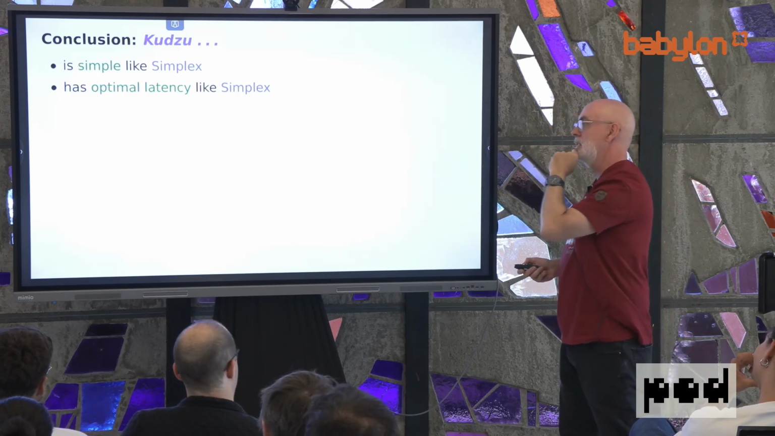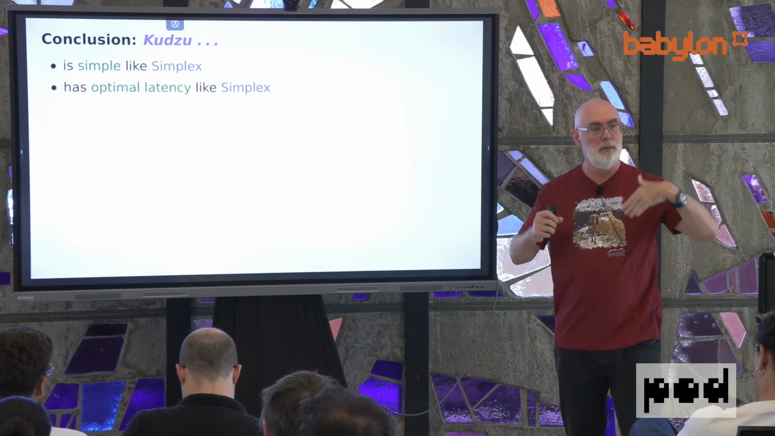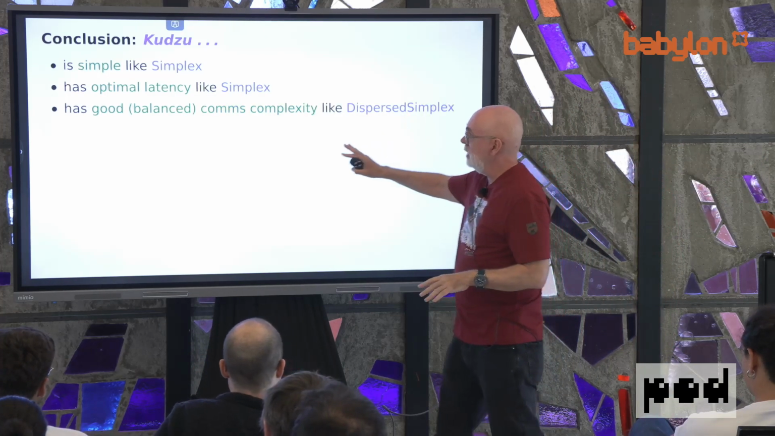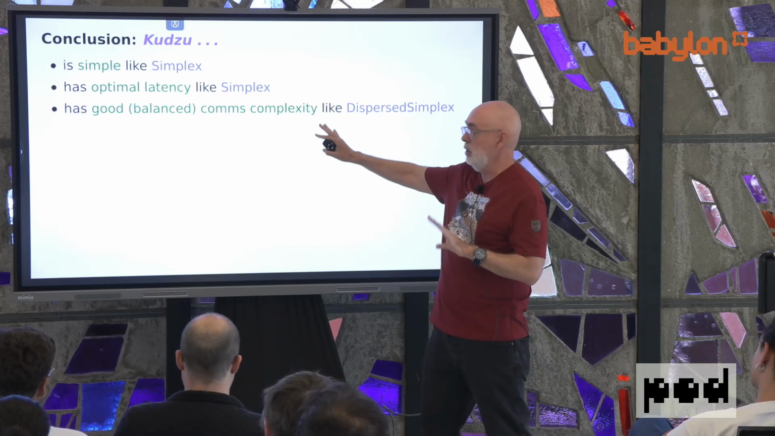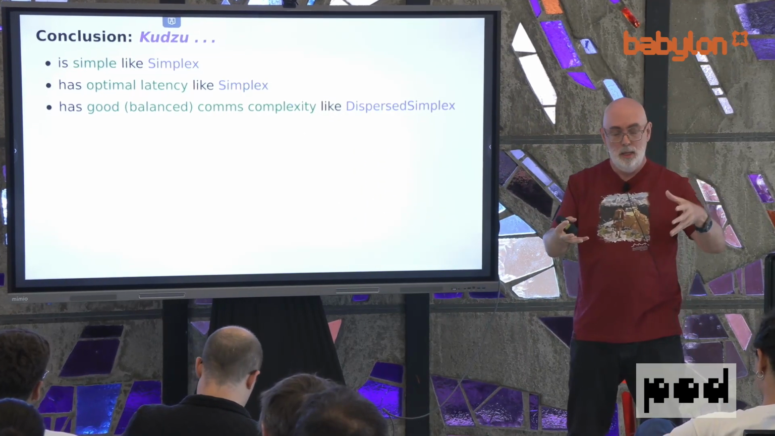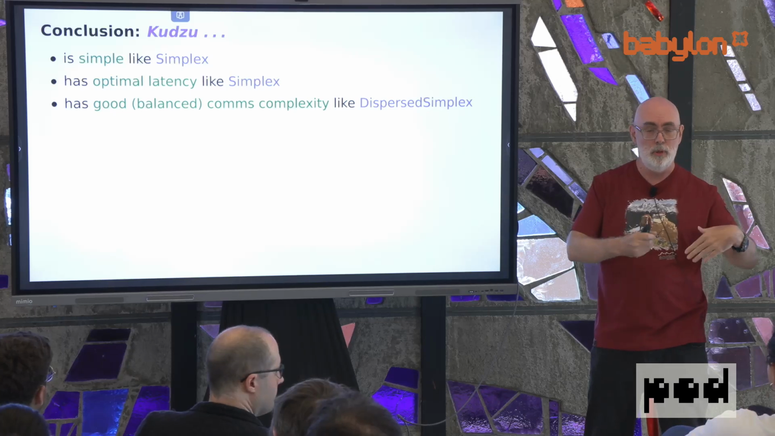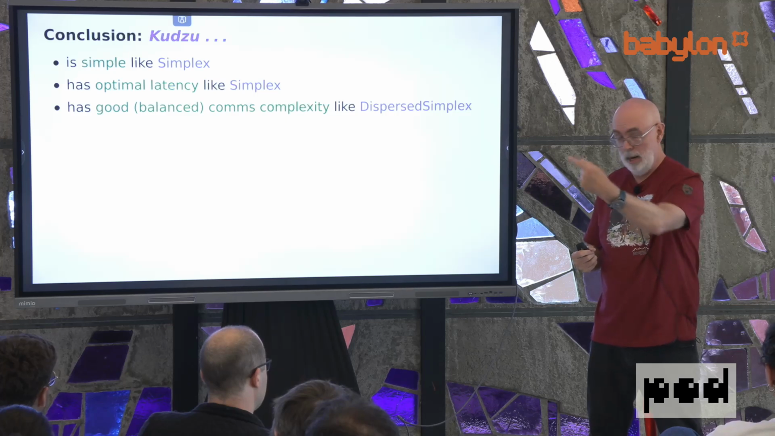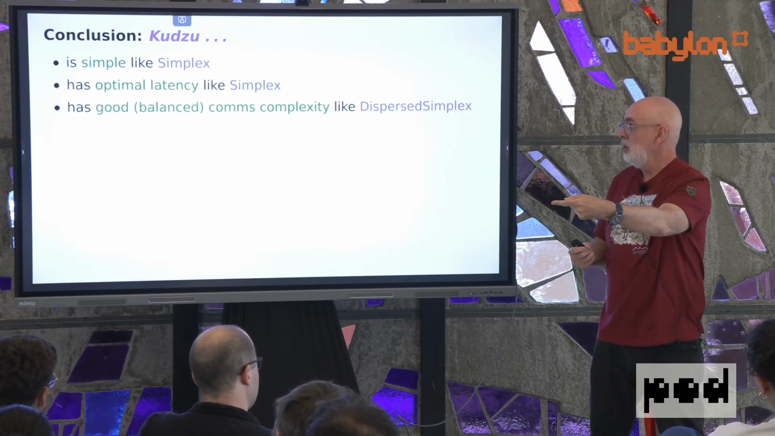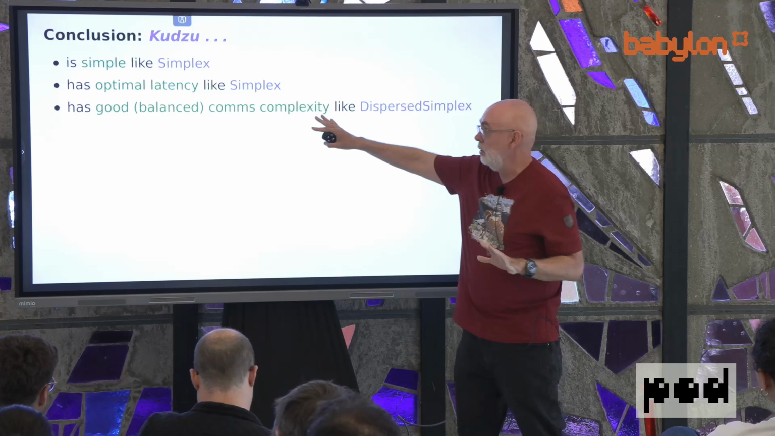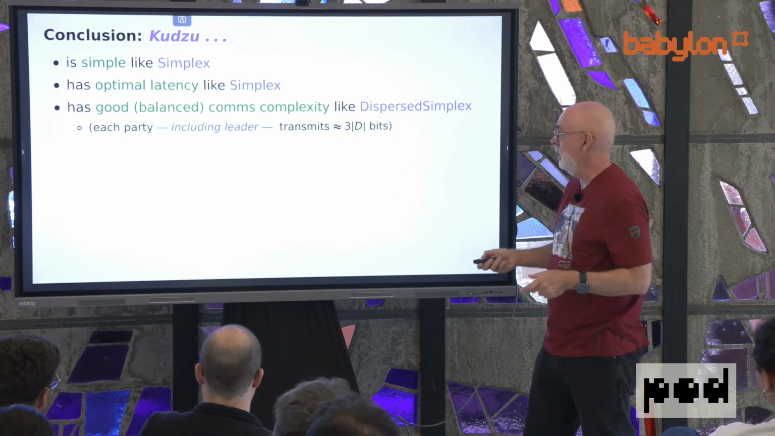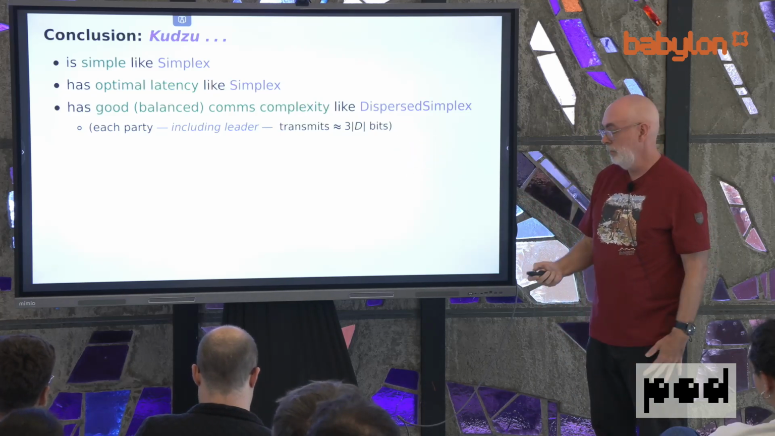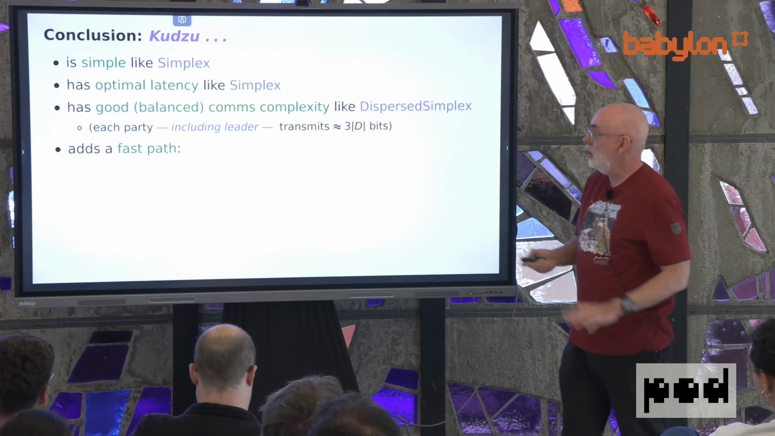It has optimal latency like simplex, in the pure theoretical version of counting the number of network hops. But also, like dispersed simplex, it has good and balanced communication complexity, which means when you take into account the effect on delay of both bounded network bandwidth and network latency, you can still get very high throughput without sacrificing latency. And again, each party, including the leader, is just going to transmit the same relatively small number of bits. And it also adds a fast path.